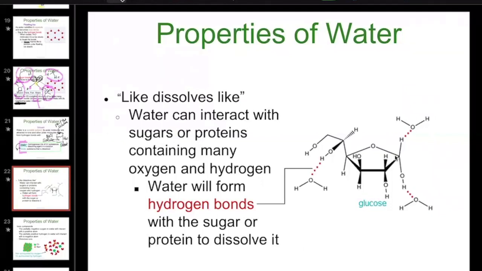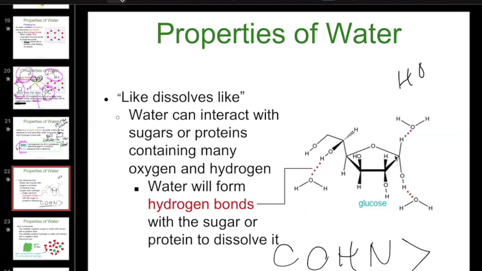Okay, and so that is why water is able to dissolve a lot of things in biology, because what did we say? That most things in the biological world were made up of carbon, oxygen, hydrogen, nitrogen, right? All of these things, H's and O's, okay? Water can dissolve anything with H's and O's, and 96% of all biological systems are made up of these four elements. So by and large, things are dissolvable in water.